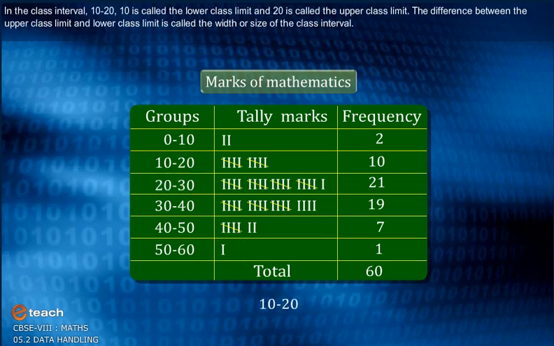In the class interval 10 to 20, 10 is called the lower class limit and 20 is called the upper class limit. The difference between the upper class limit and the lower class limit is called the width or size of the class interval.